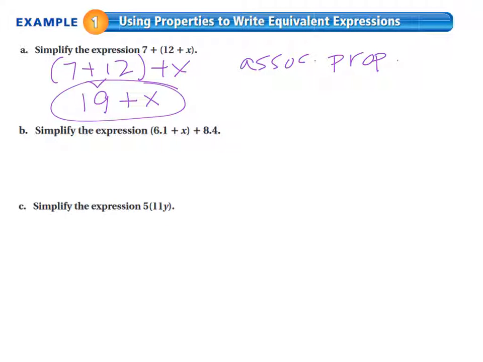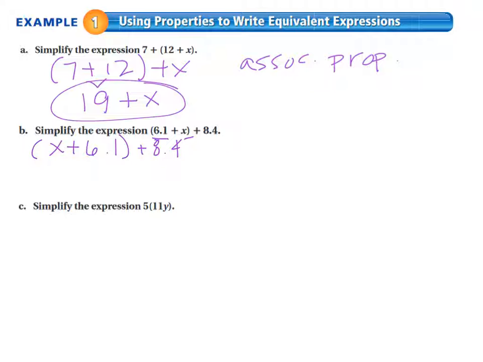Part B. Simplify the expression, the quantity of 6.1 plus x plus 8.4. So I have the same problem here. I can't add this constant to this variable, so I have to do a little bit of not only regrouping, but I have to use the commutative property to shuffle things around as well. So first I'm going to use the commutative property, and I'm going to change the order of what I have, and I'm going to switch the order of the x and the 6.1.